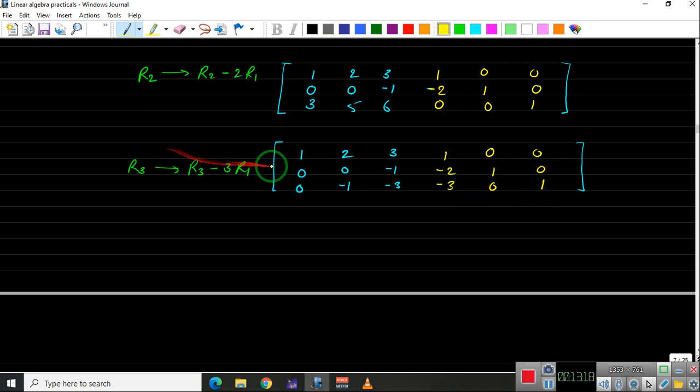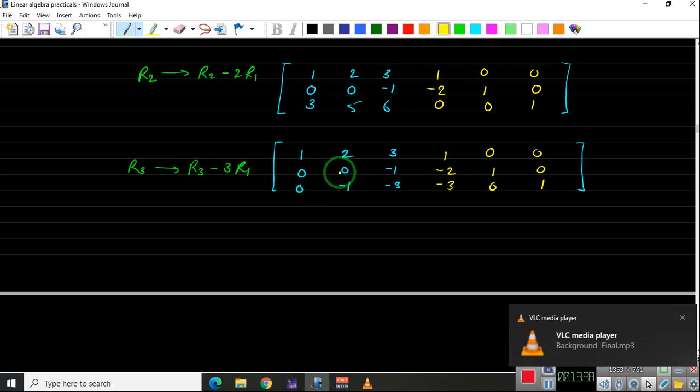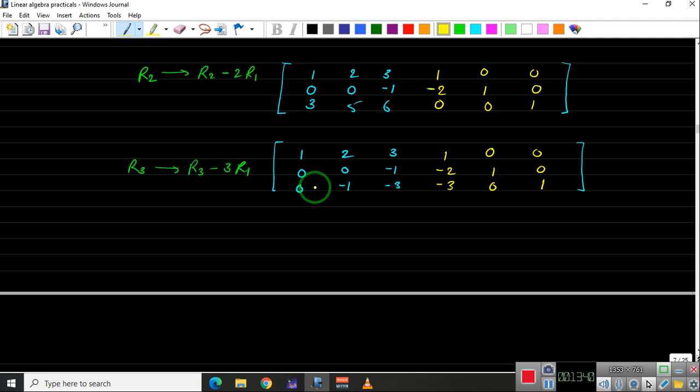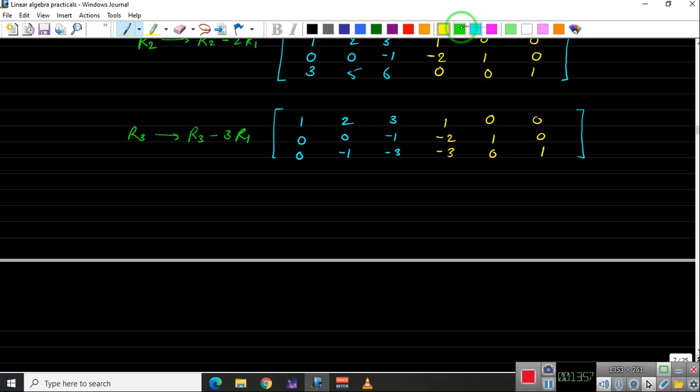Okay, now the next job is you need to make this entry 1. And for making this entry 1 you can use these rows. There's already a 1 here, so you can interchange the second row and third row, and then multiply by minus 1, and you will get the desired result. Second option is you take this second row and subtract the third row over here. So 0 minus minus 1, you will get 1 here. But remember our aim is to get 1 here. Okay, so let us interchange the rows.